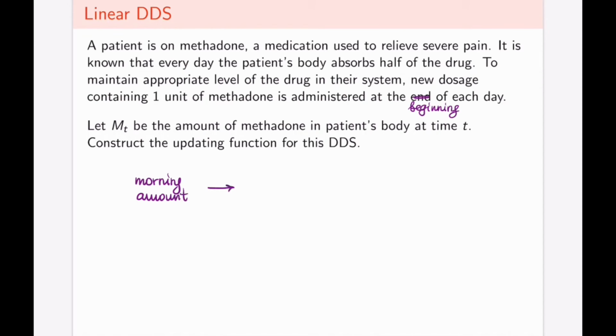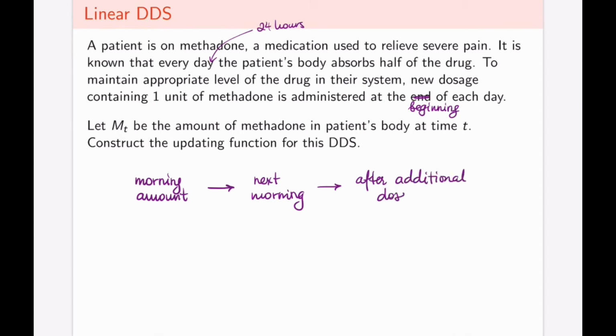Now, by the end of the day, so let's say that every day means 24 hours. So the next morning, we're going to have half of the current amount. And at the beginning of the day, 1 more unit of methadone is going to be administered. So there is the next morning amount, and then there's a different amount after the additional dose.